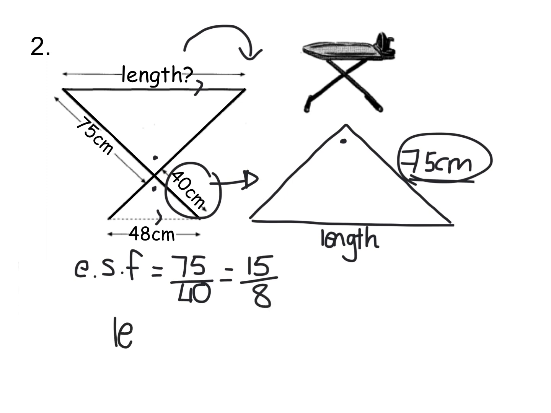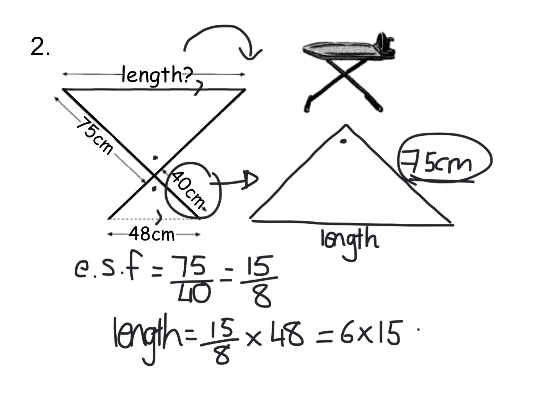So my missing length will be my scale factor of 15 over 8 times 48. Now again, if this was with a calculator, you could simply type 15 divided by 8 and turn it into a decimal. The numbers do work without a calculator though, because 48 and 8 do work. So 48 divided by 8 is 6, which leaves me 6 times 15.